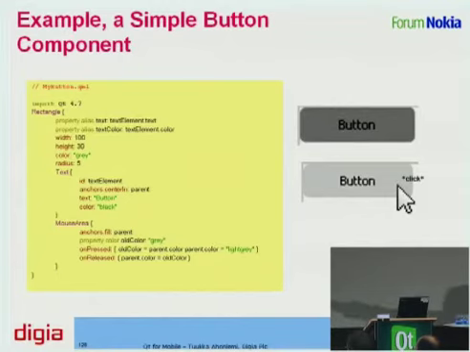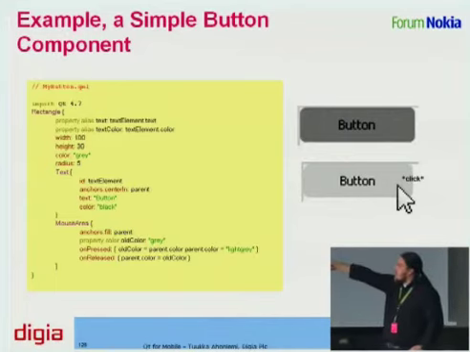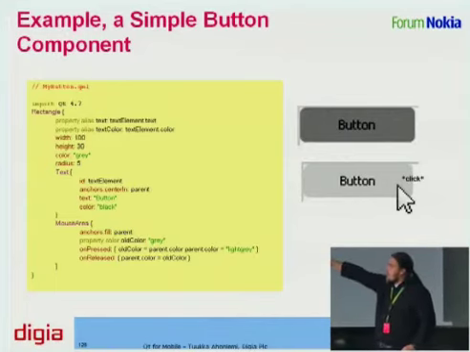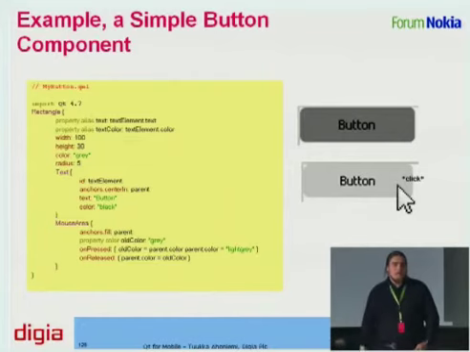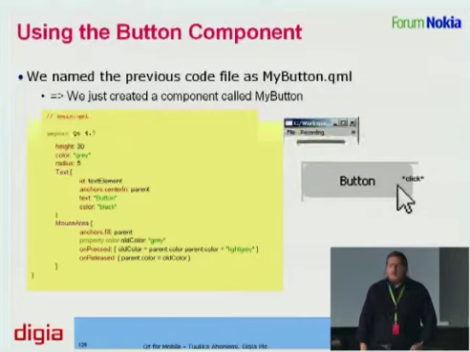We have a rectangle, and inside the rectangle we have text and a mouse area. It will work so that if you click the button, it will change its color. Here's the code. You can check it later. So how do you create components in Qt Quick? Well, I just did, because the name of the file is mybutton.qml. Now I have a component called mybutton.